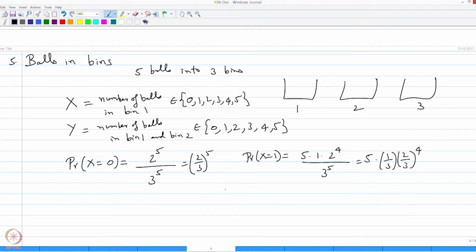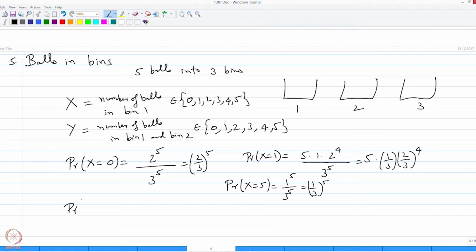Later on, we will see a more general case by which you can do these things, but for now let us keep it like this. So, if you want x equals 5, all 5 of them to be falling into the same bin, you have just 1 power 5 by 3 power 5, it becomes 1 by 3 power 5. Okay. Think about that, that is the probability here.